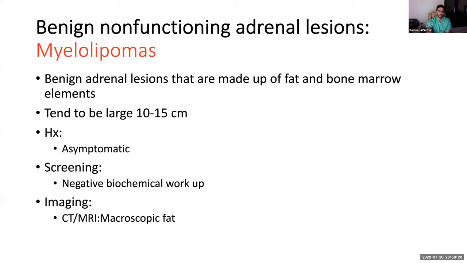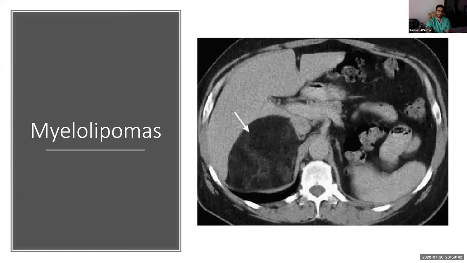Okay, the other benign adrenal lesion we have is myelolipoma. They are benign and tend to be very large. They are asymptomatic and will have a negative biochemical workup. Imaging with a CT and MRI will show macroscopic fat. Management is basically no surgery, just leave them alone unless there's a question about malignancy or the patient is symptomatic from them. As you can see here, with a large one, you can comfortably manage it conservatively.